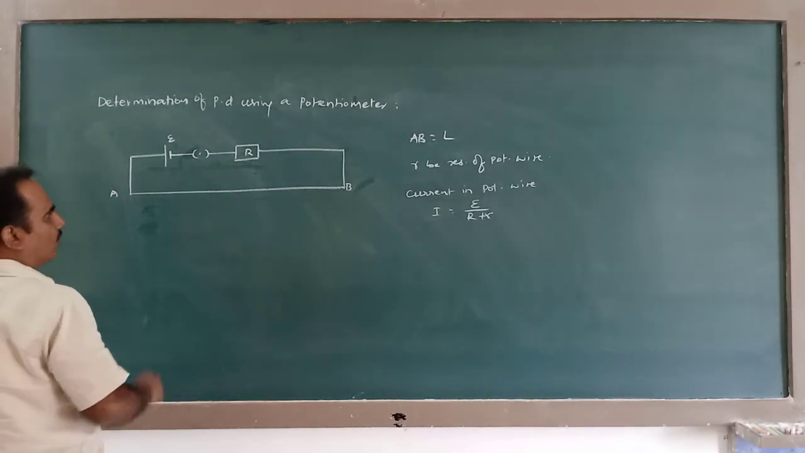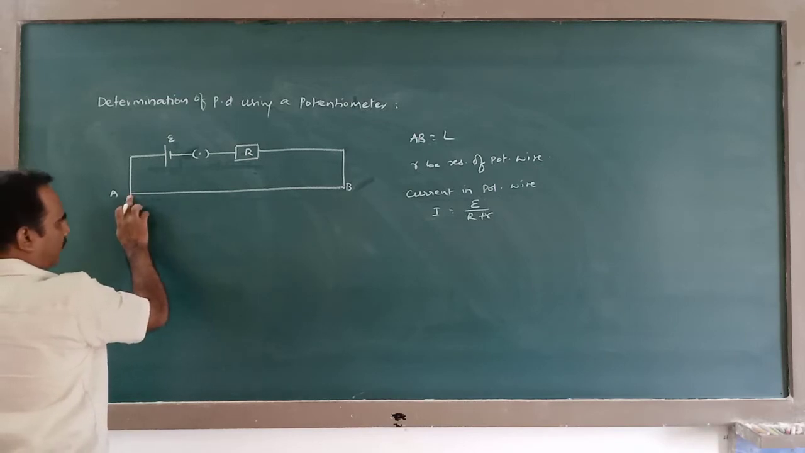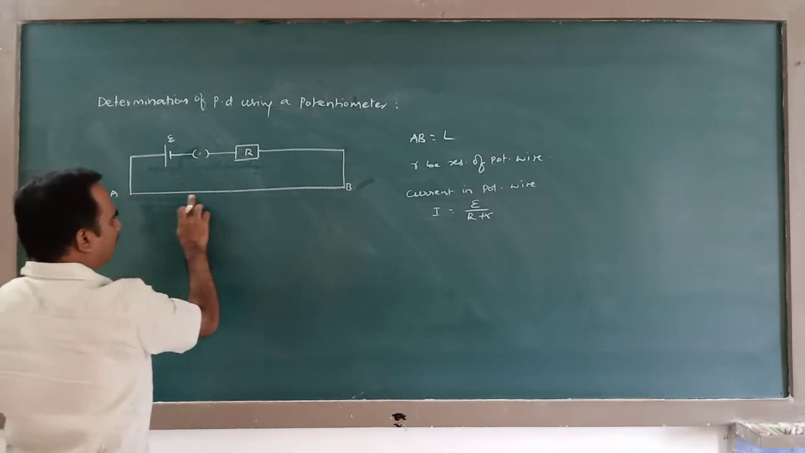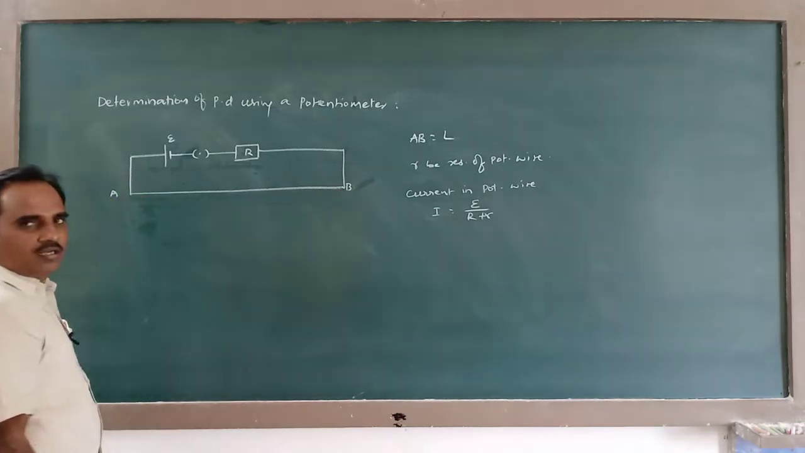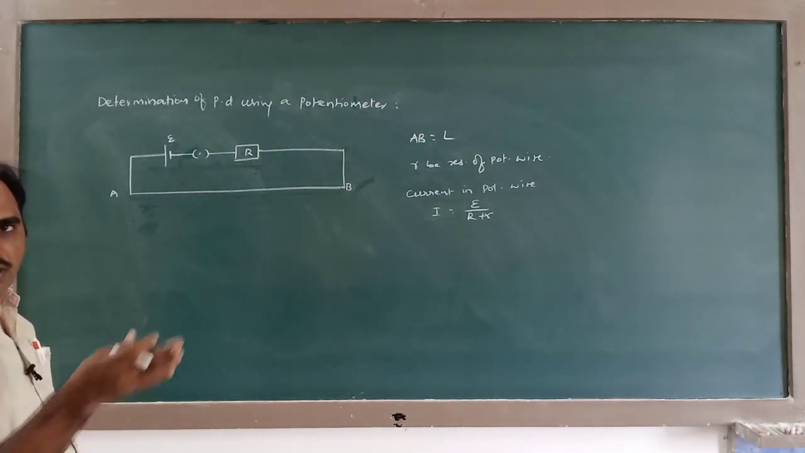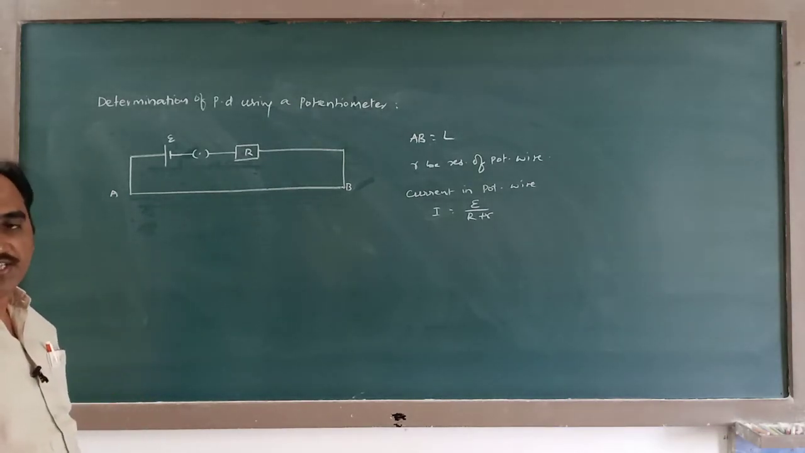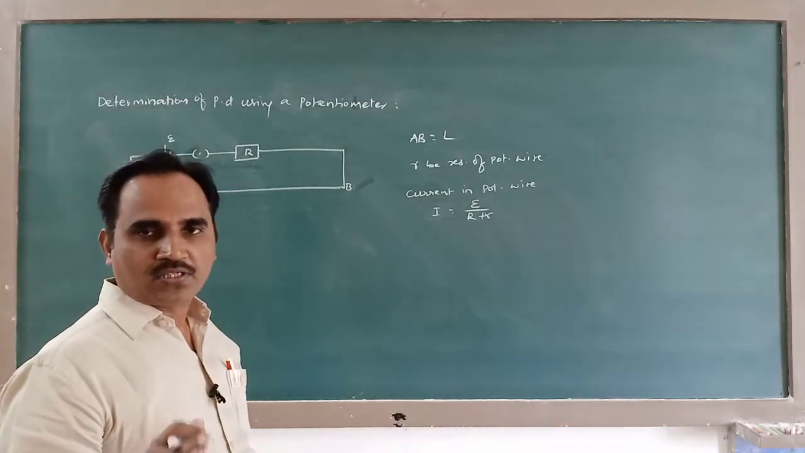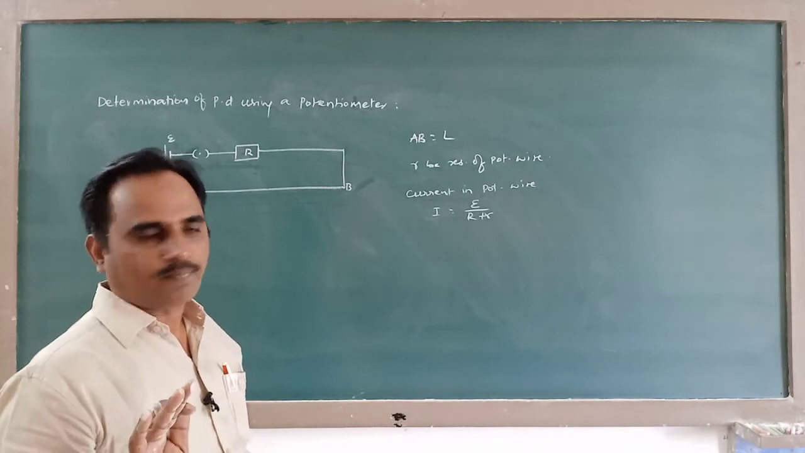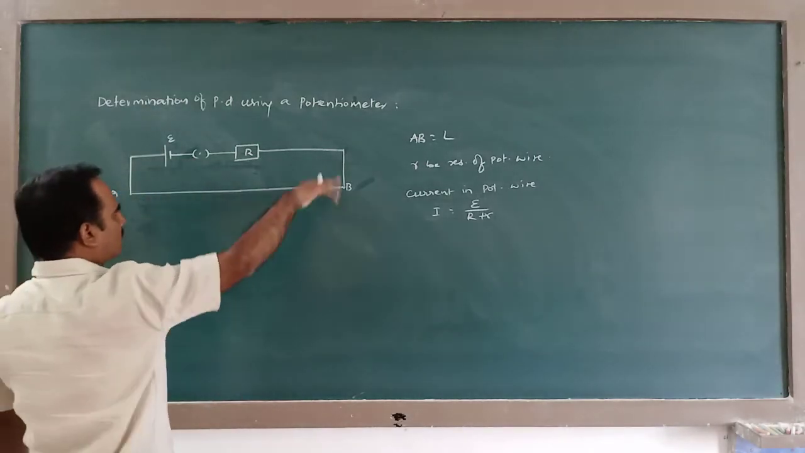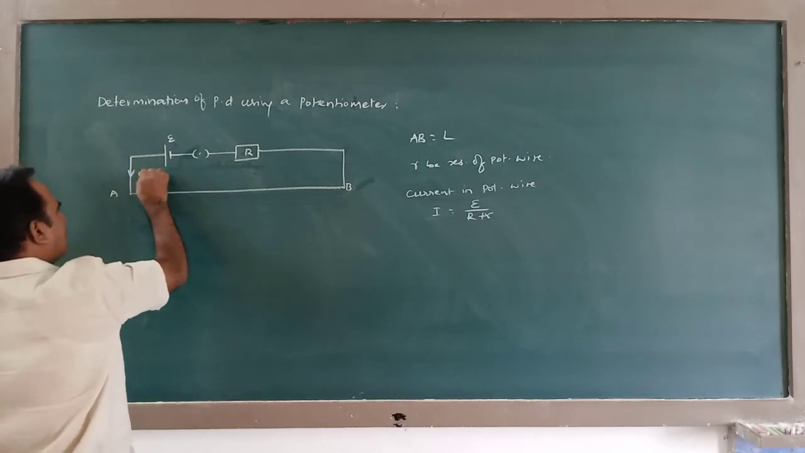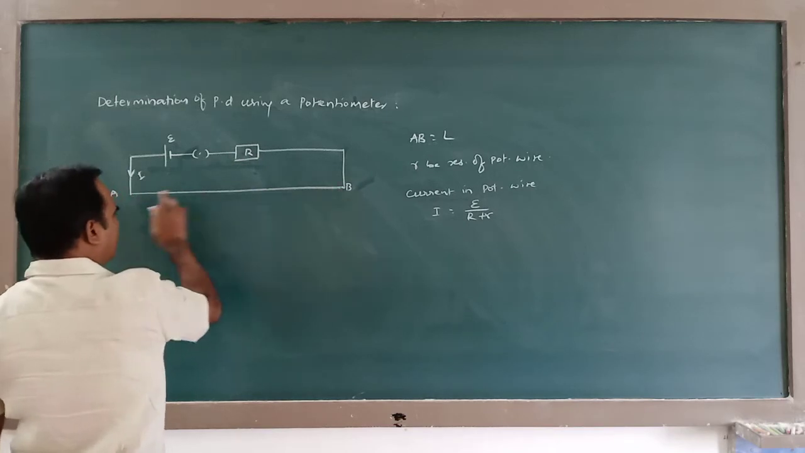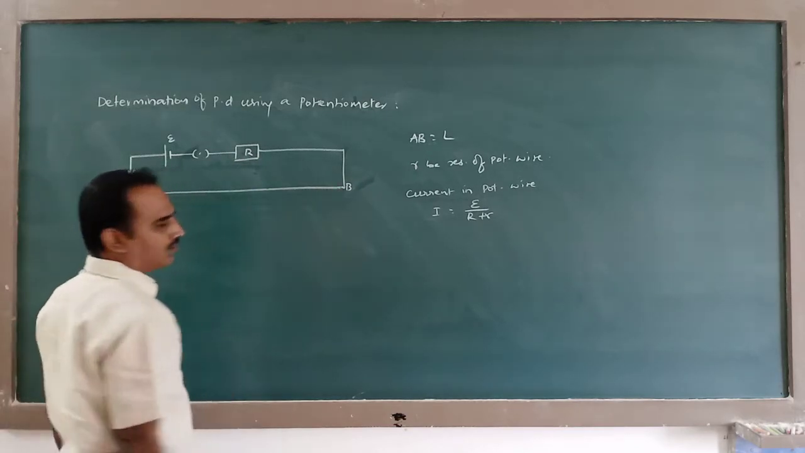Now, whatever potential difference is applied across AB, that potential difference is uniformly distributed along this length of the wire, because its resistance per unit length is constant, because uniform wire means resistance per unit length is constant. So the same current I is flowing through it, and the applied potential difference across AB is distributed uniformly along the length of the wire.